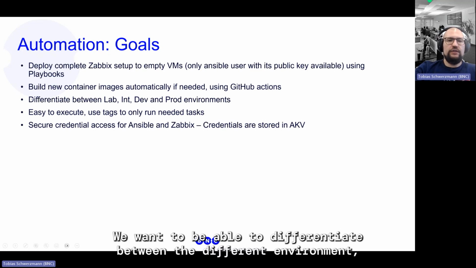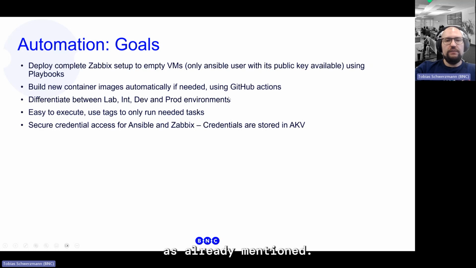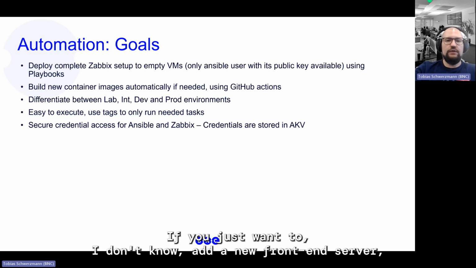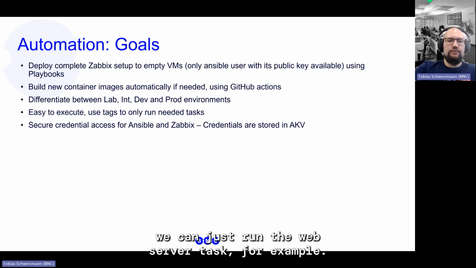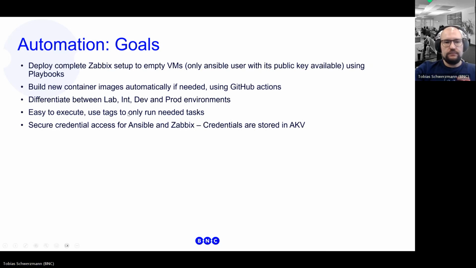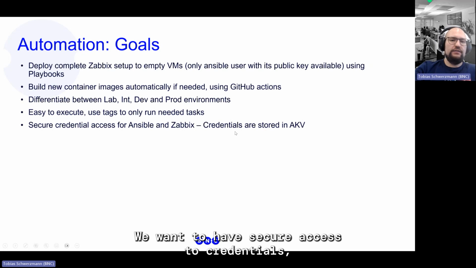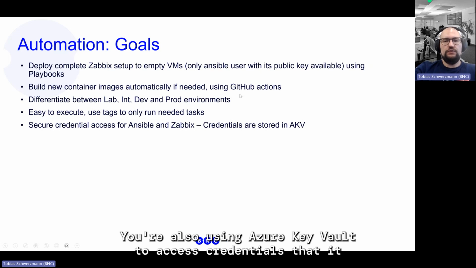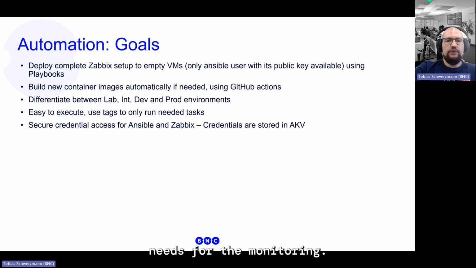We want to be able to differentiate between the different environments, as already mentioned. And we want to use tags, so we can redeploy or run the playbooks for only certain things. So if you just want to, I don't know, add a new front-end server, we can just run the web server task, for example. And we want to have secure access to credentials. So we are using Azure Key Vault for the playbooks, and Zabbix is also using Azure Key Vault to access credentials that it needs for the monitoring.